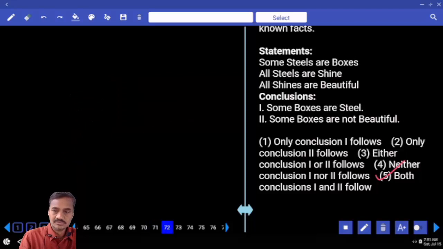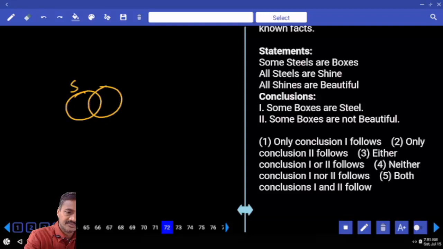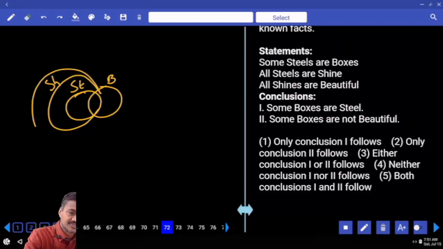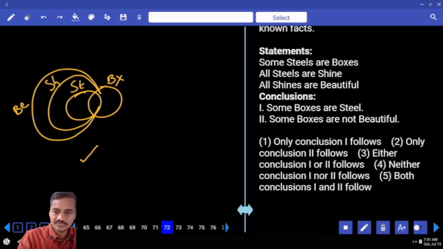Then 72. Now in this 72, some steels are boxes. Now these are the steels that are boxes, steel and a box. And all steels are shine. This entire steel is a part of what? Shine. And all shines are beautiful. This entire shine is what? Beautiful. Isn't it? Now beautiful, and these are the boxes. Then some boxes are steel. That is definitely true.